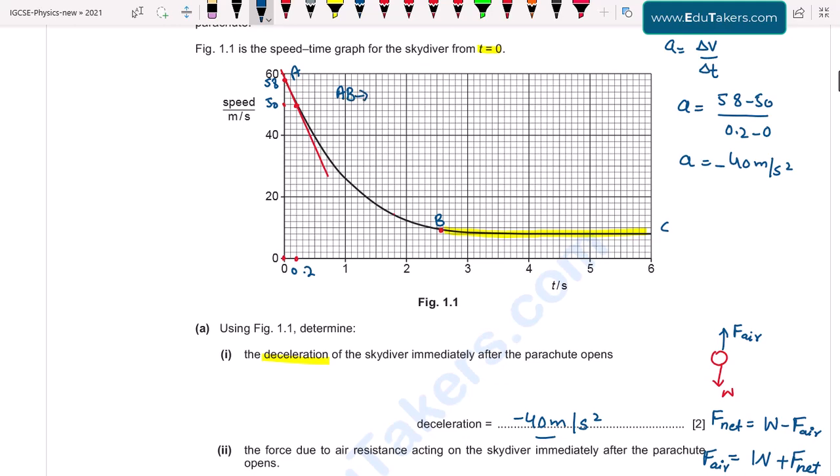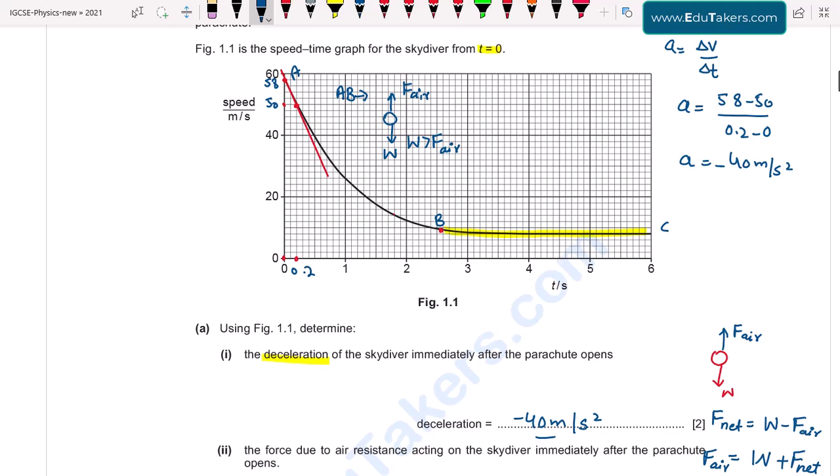Here the speed is decreasing with time. It means that the skydiver is decelerating. The net force is acting in the downward direction, but there is also a force acting in the upward direction, though its magnitude is very small initially. There is also a force acting in downward direction, the weight, which is much greater than the air resistance force. So we can simply say that the air resistance increases with the increase in speed.